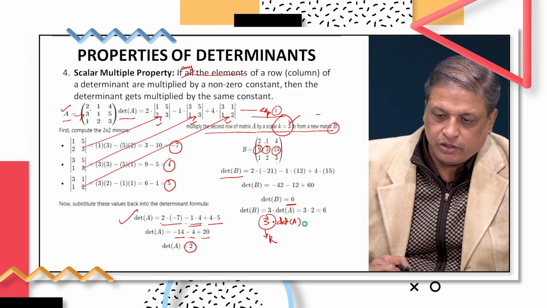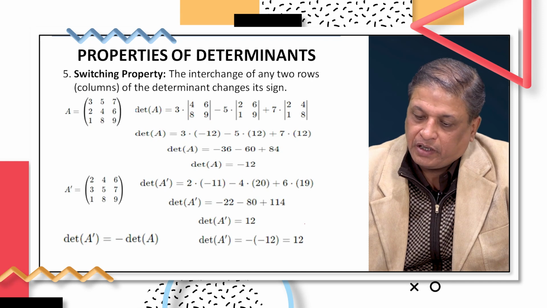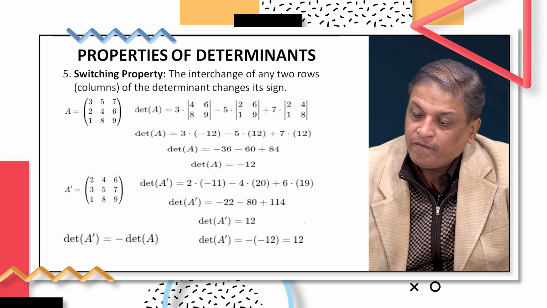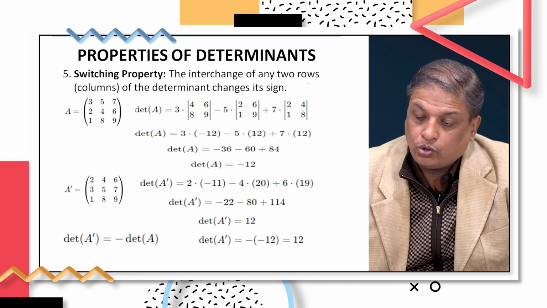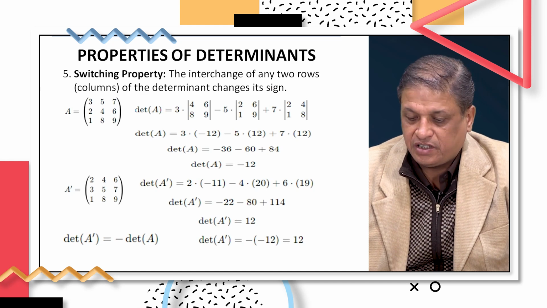Now, let's move to the next property. The next property is the switching property, wherein the property says that the interchange of any two rows or columns of a determinant changes its sign.